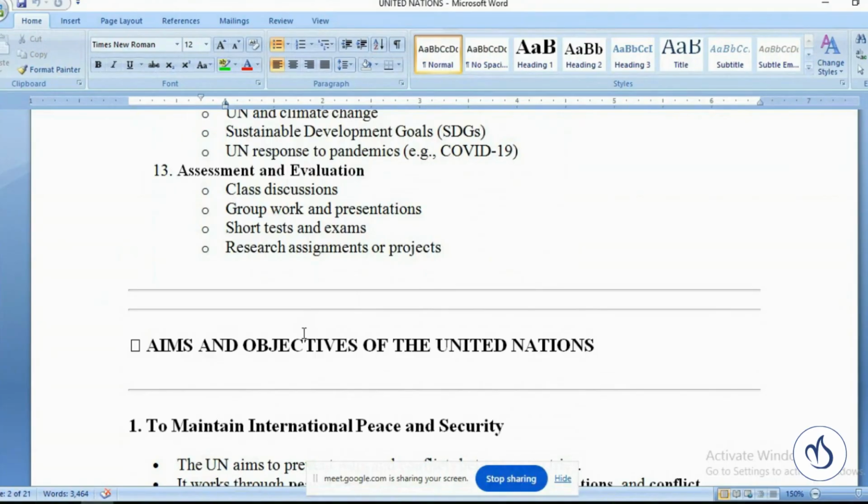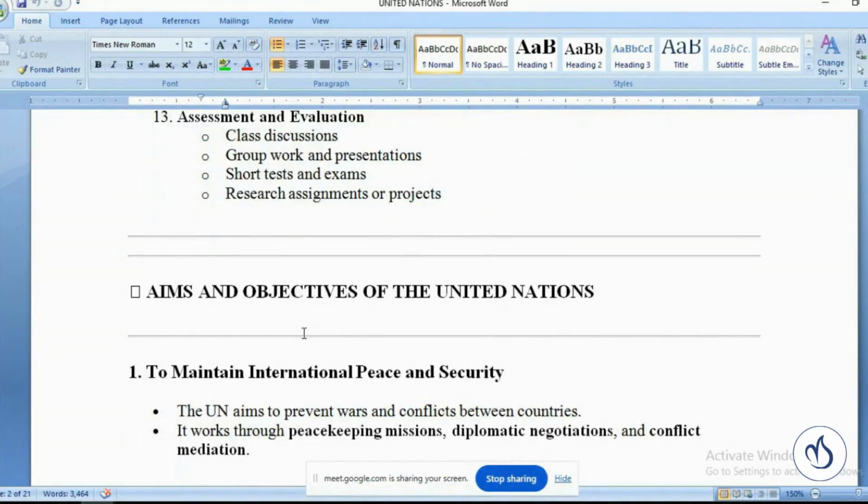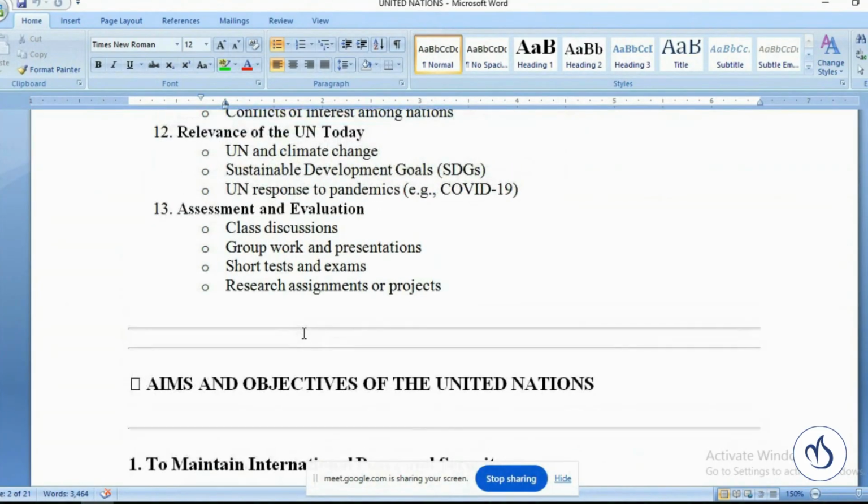It protects human rights everywhere. Everywhere you go, you will find the UN, and it normally intervenes in health issues. For example, when we had COVID-19, the UN did a lot to see that COVID-19 is regulated in this country, especially Uganda. It helped us.